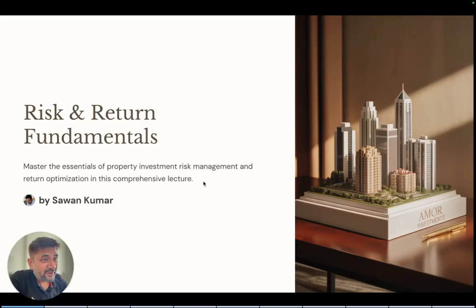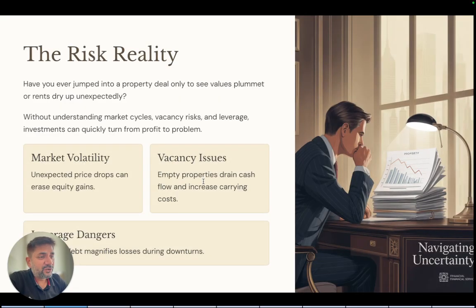Risk and return fundamentals. Here we will master the essentials of property investment risk management and return optimization in this comprehensive lecture. Have you ever jumped into a property deal only to see values plummet or rents dry up unexpectedly? Without understanding market cycles, vacancy risks, and the power of leverage, your investments can quickly turn from profit to problem.